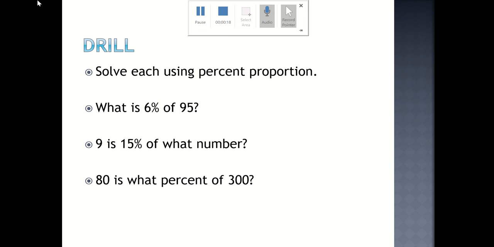There you go. Take a look at all these. Solve each using the percent proportion. This is from the last unit. Pause the video now, please.